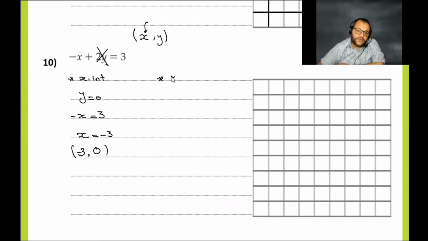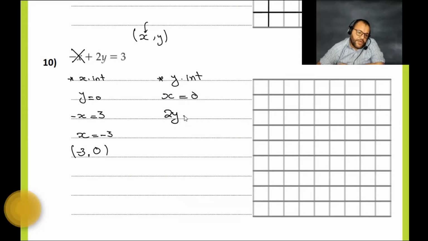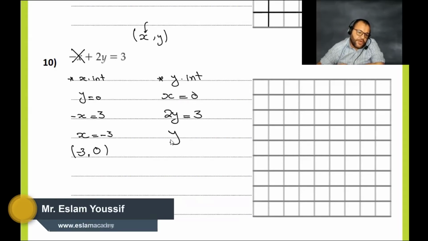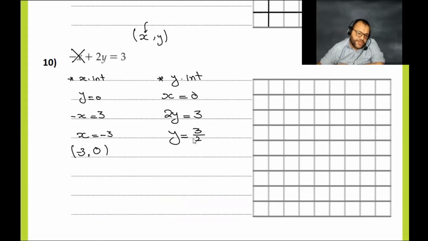Now we need to find the y-intercept. How do we find the y-intercept? Make x 0. It means I'm solving the equation again, removing x. What is the remainder? 2y equals 3, so y equals 3 divided by 2, which is 1.5. You can write it as 3 over 2, or as 1.5.